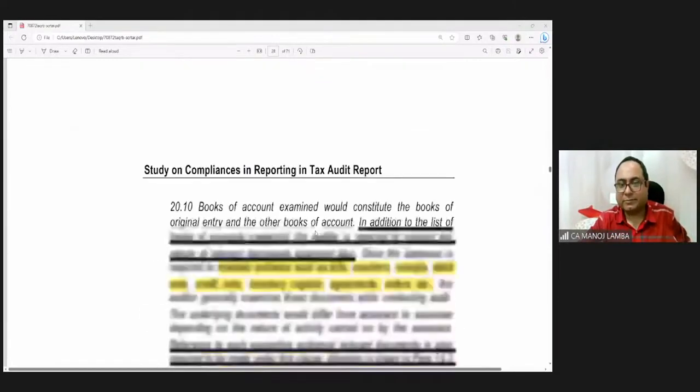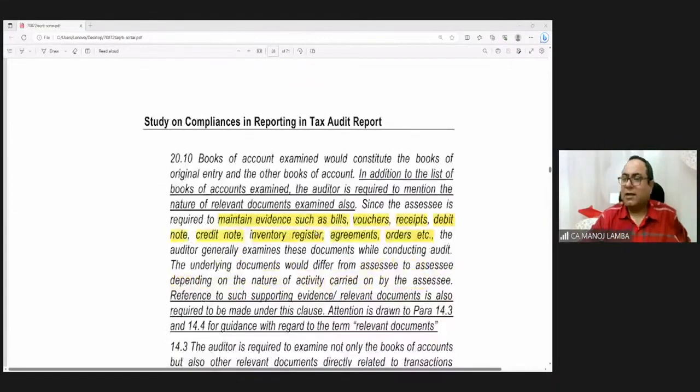Moving further. Then it talks about relevant vouchers, relevant documents.